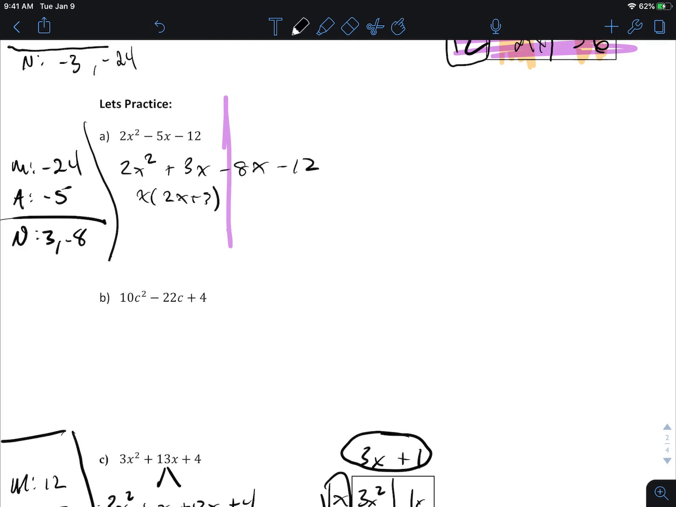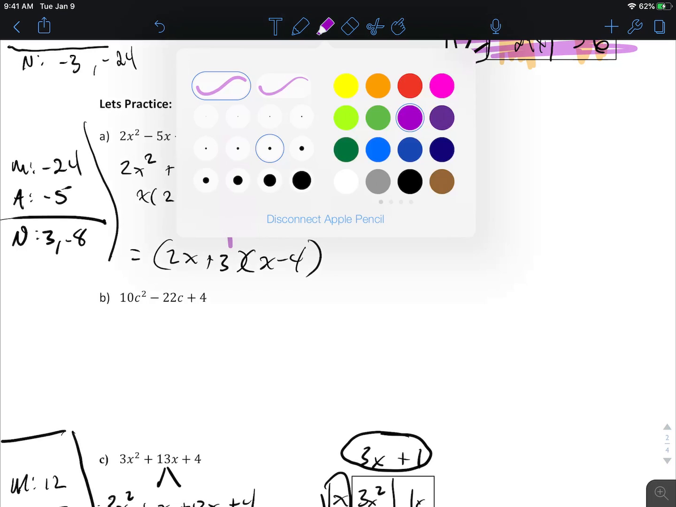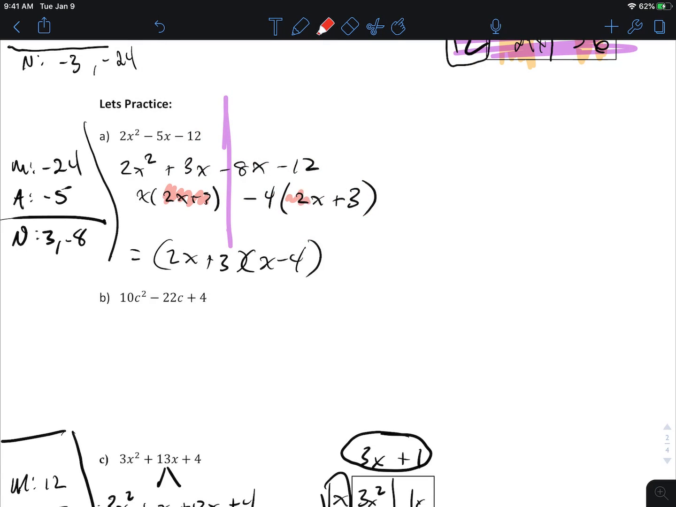And I should expect to see in the second half, if I take out the negative 4, I should be left with 2x plus 3. So then I get my final answer is 2x plus 3 multiplied by x minus 4. Right? Because again, I see the commonality between these two, right? When I set this up. That's as far as you can go, right? You can't go any further.